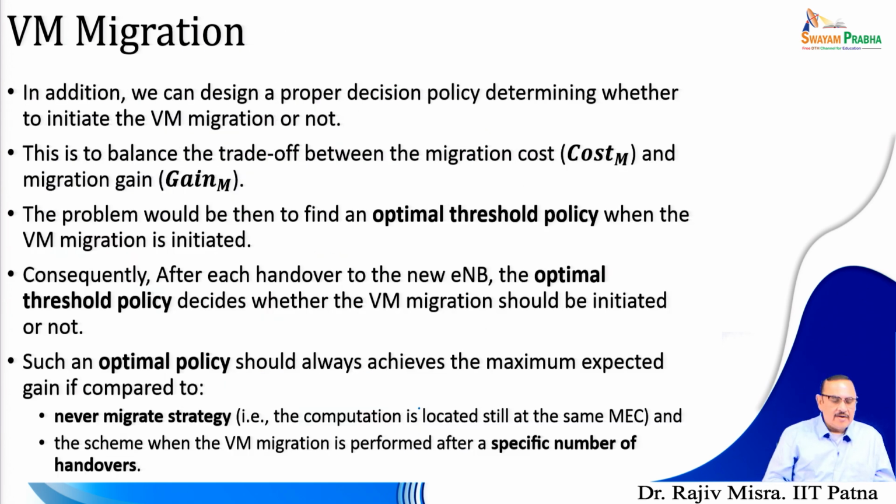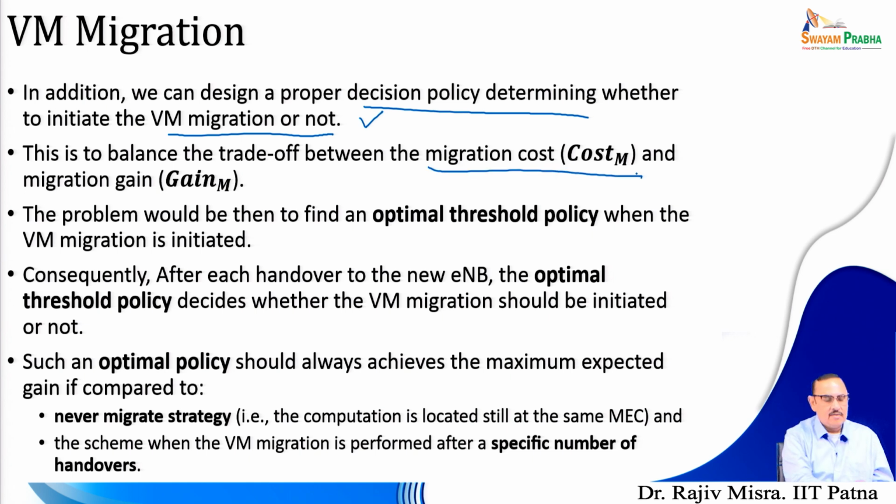So, in virtual machine migration, we can design the proper decision policy determining whether to initiate the virtual machine migration or not. This is to balance the trade off between the migration cost and the migration gain. So, the problem would be then to find an optimal threshold policy for when the migration is initiated. Consequently, after each handover to a new ENB, the optimal threshold policy decides whether the virtual machine migration should be initiated or not.